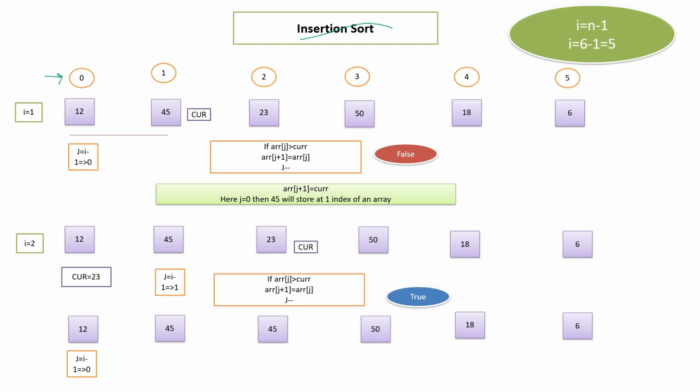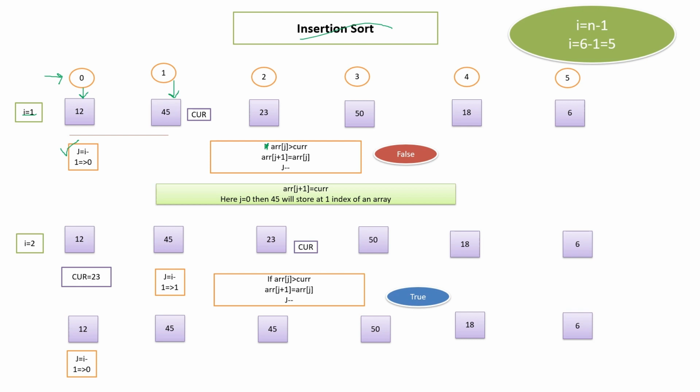In the i equals 1 loop, our current variable is 45. There is a while loop. I initialize j with i minus 1. Here the value of i is 1, so j will point at the 0 indexed element. In the while loop, there is a condition: if array j is greater than the current, then we need to swap the values.